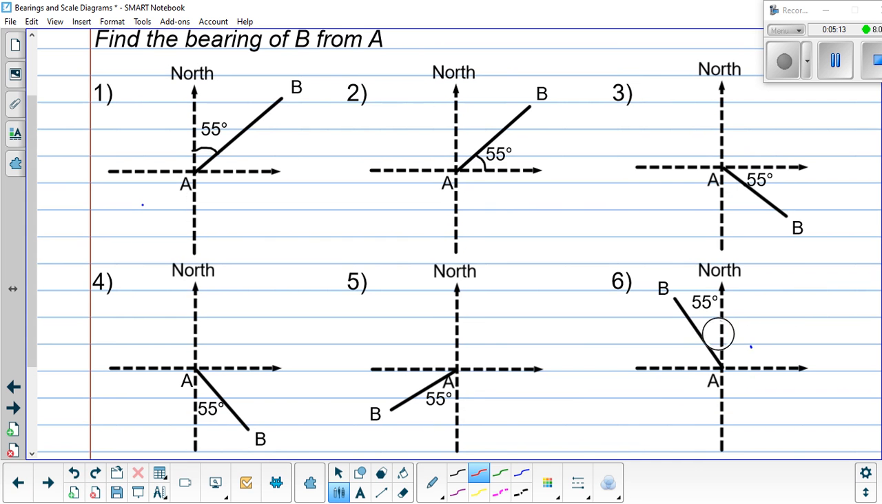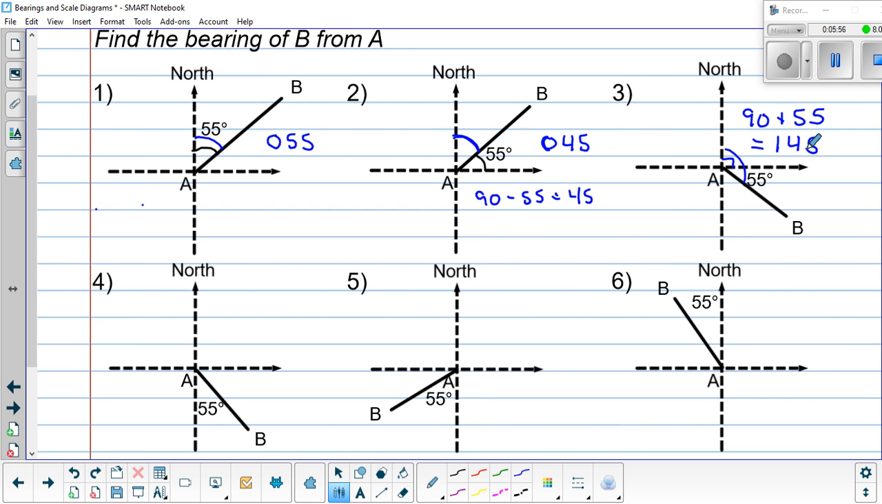Okay, so going through the answers. Here we are just looking for this angle. So it's 055. Next, we're looking for this angle. So it is 90 minus 55. So we get 45, or 045. Next, we're looking at this entire angle. So we have this 90 plus 55, and we get 145.